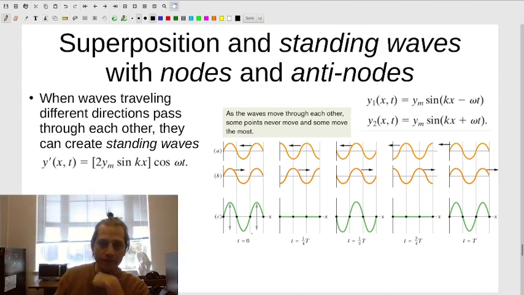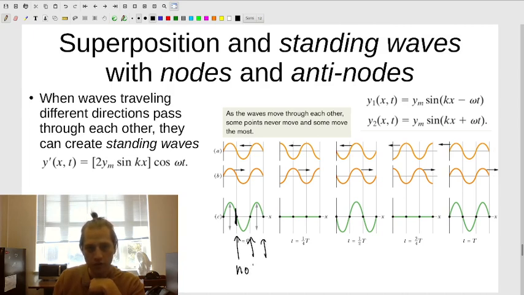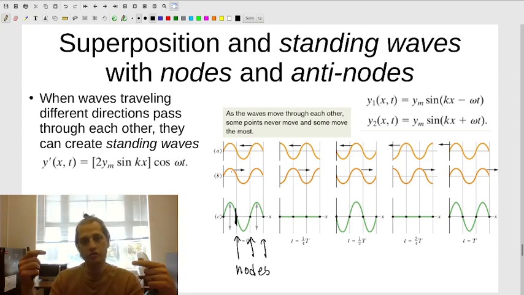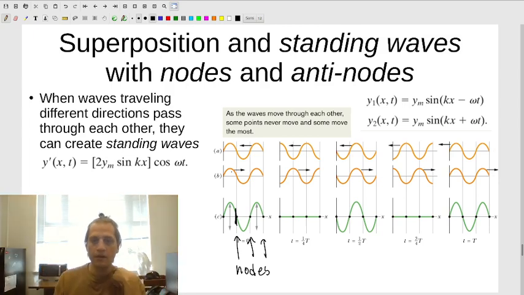When you have that, and they have approximately the same amplitude too, you can get an amazing phenomenon of a standing wave. And what happens is that you have some points where there's always destructive interference, and other points where there's destructive and constructive interference that varies in time. So these points where you always have destructive interference, the 0 points, those are called nodes, and those would be the points on your string that are not moving.